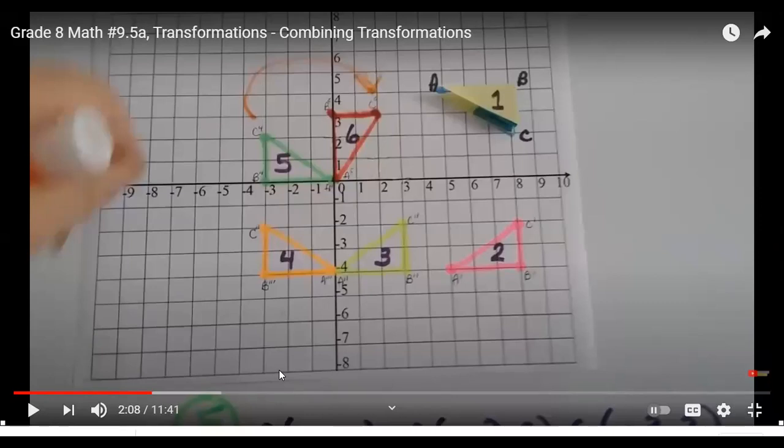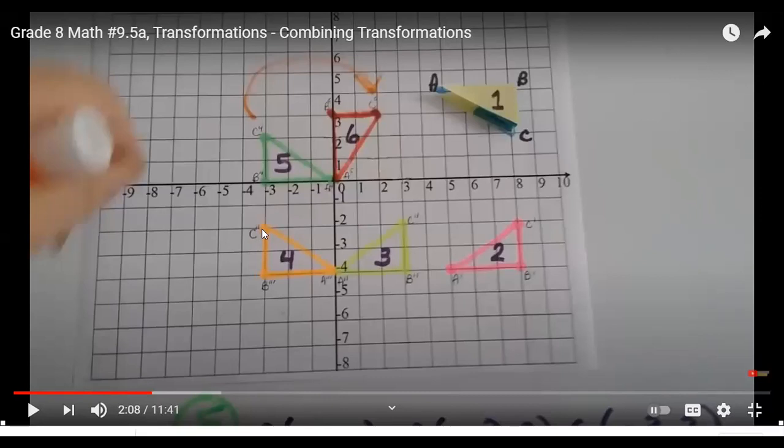Okay. What happened from triangle 4 to triangle 5? Translation, yes. How many units? 2 units up. Count with me, please. 0, 1, 2, 3, 4 units up. Look at 4.